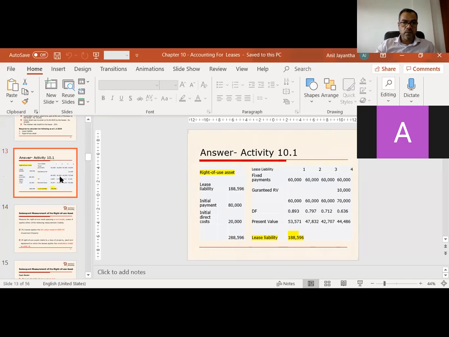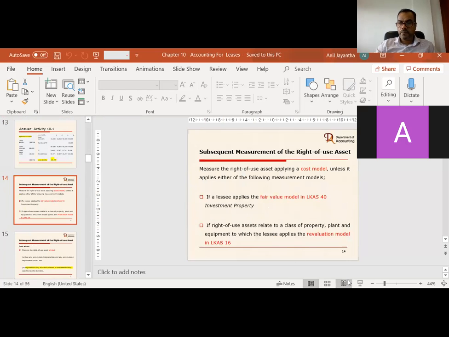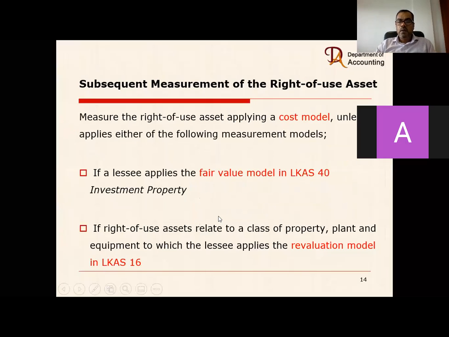So we finished activity 10.1. The next step, what we discussed and tried in activity 10.1, was to initially recognize right of use assets arising from a lease.